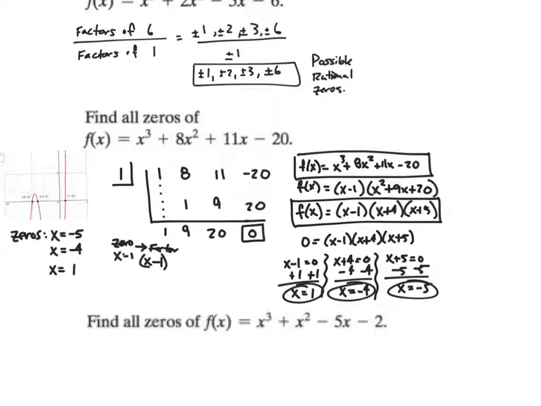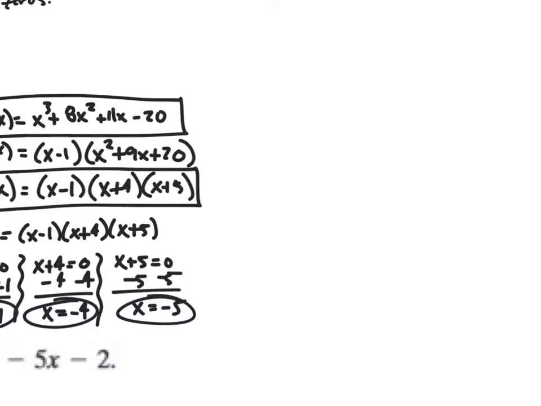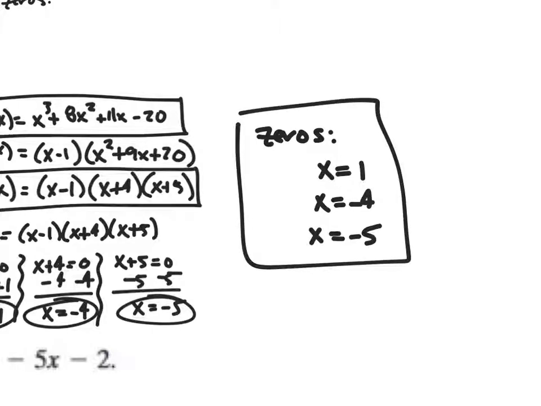So, all right, that's that. Let's just write those down. We have our zeros, and that's going to be that x equals negative 1. I'm sorry, x equals 1, x equals negative 4, and x equals negative 5. And those are my zeros.